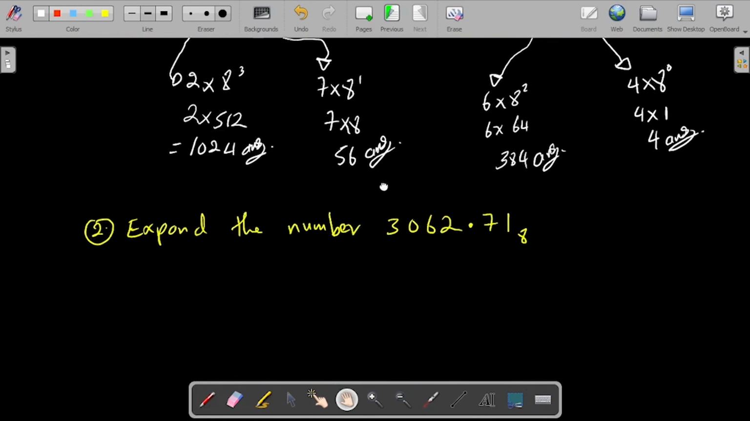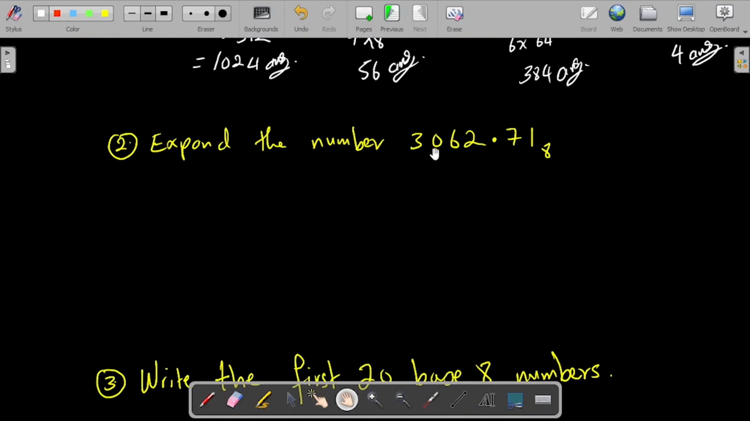Let's look at number 2. Expand the number 3062.71 base 8. Okay, so again, we have to identify the place values. So this is the 8 to the power of 0 place, 8 to the power of 1, 8 squared, 8 cubed. Okay, and here we have 8 to the power of -1, 8 to the power of -2.